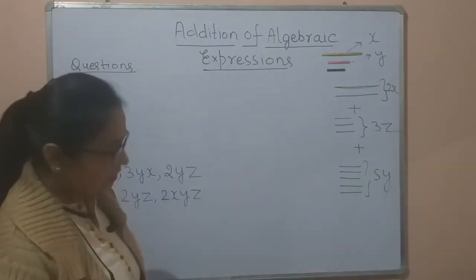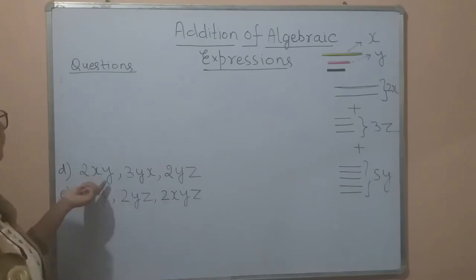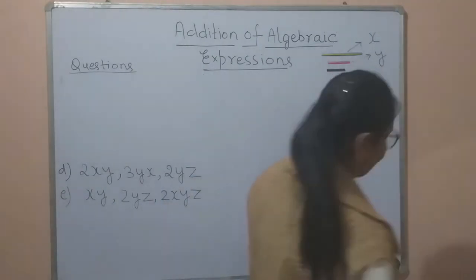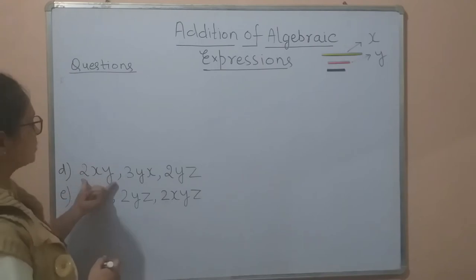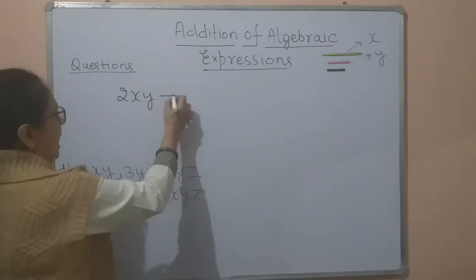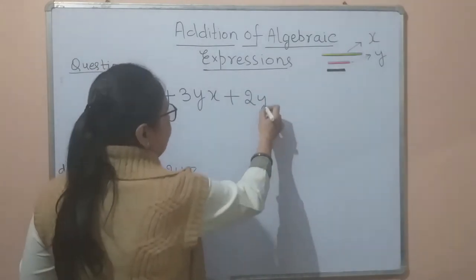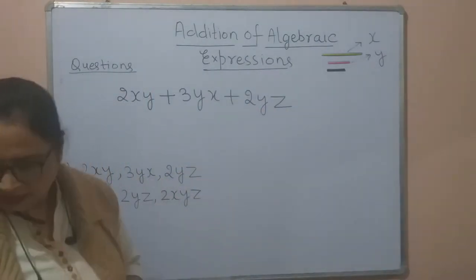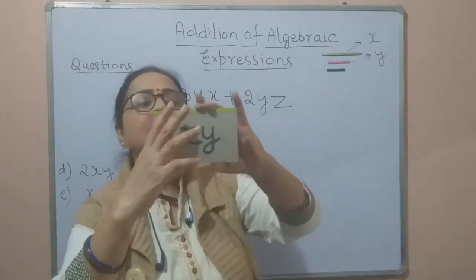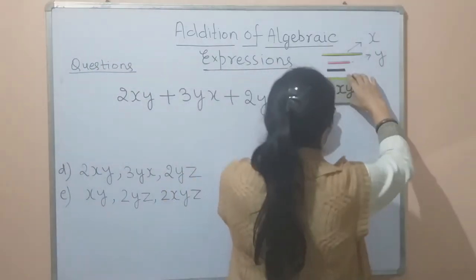Now if we consider a few more questions here, instead of x, y, z, we have xy, yx, and yz. In the first case, we have 2xy added to 3yx, added to 2yz. Now if we consider xy to be this rectangle, this is a rectangle which is x into y.